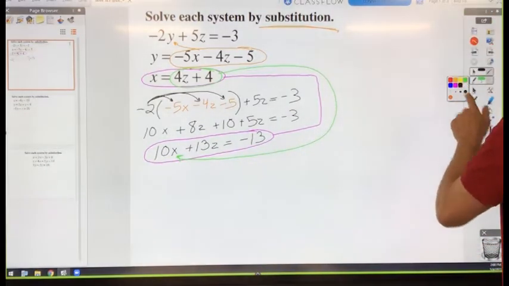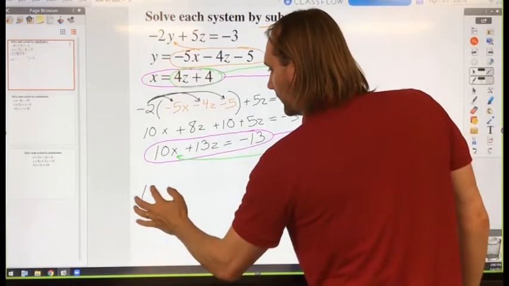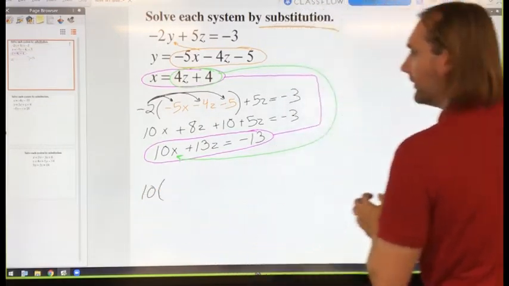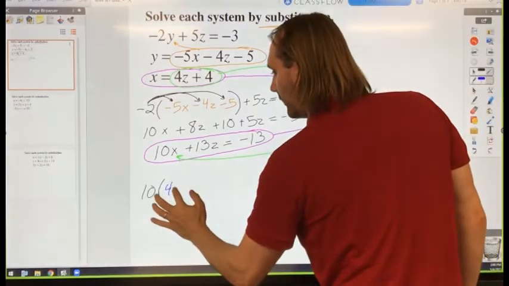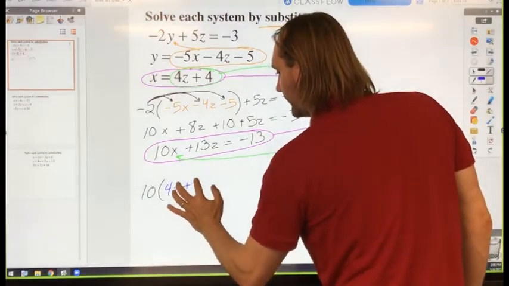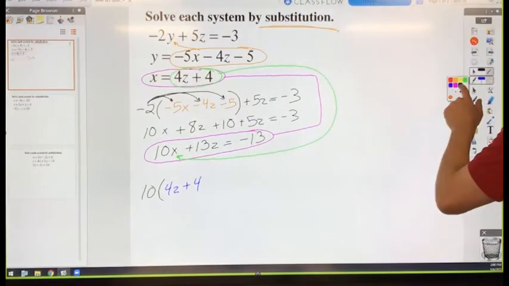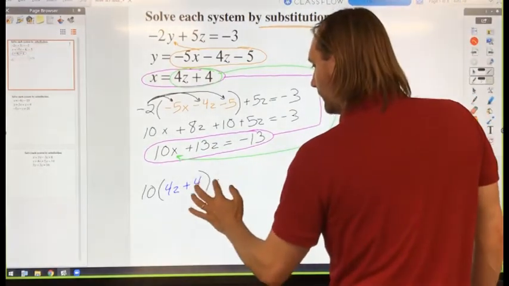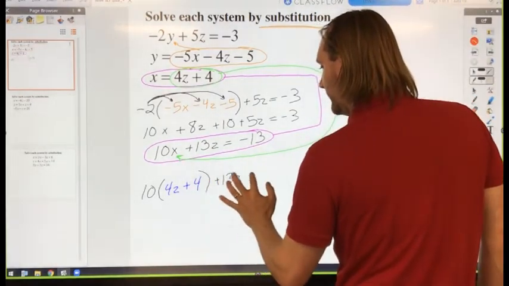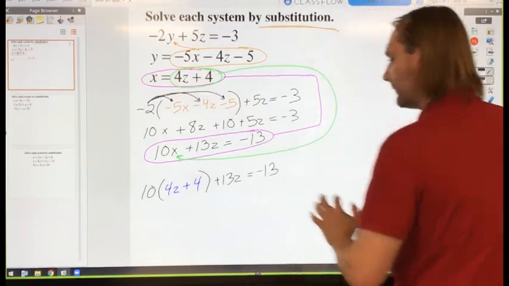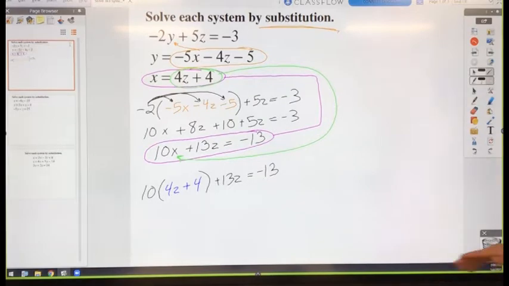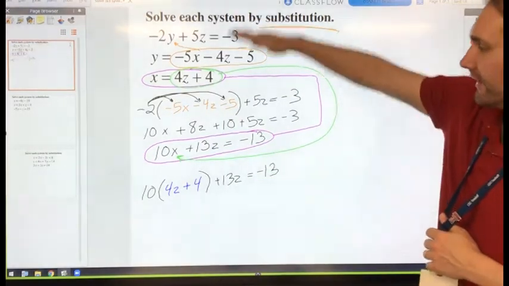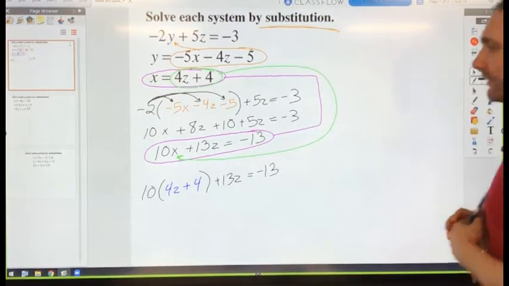So this is going to give me 10 times x, but instead of x, I'm going to substitute 4z plus 4 plus 13z equals negative 13. Now I know this is a lot of work just for one variable, but you'll see once we get one variable, things will start cascading down and become a lot easier to find the others.